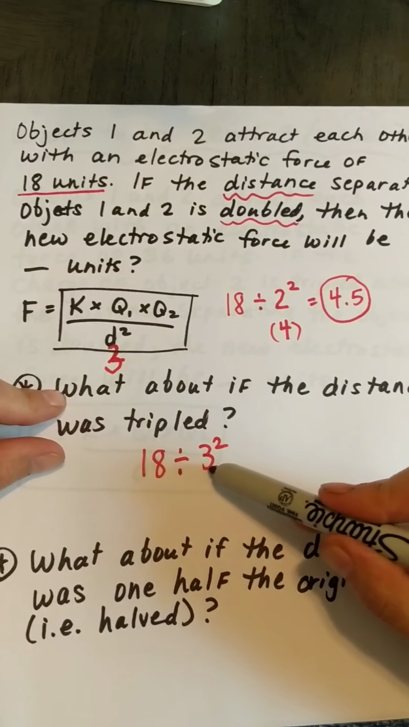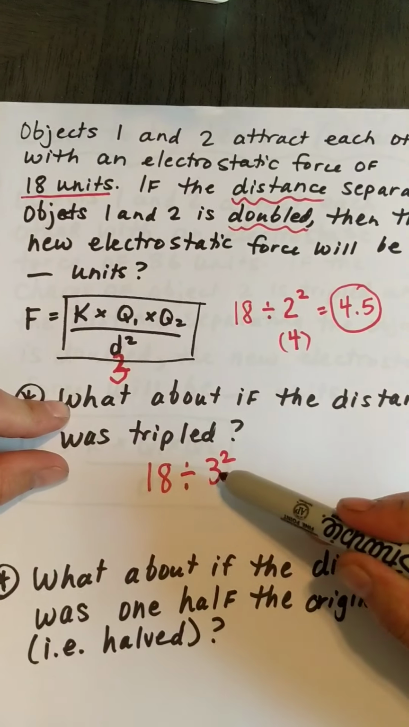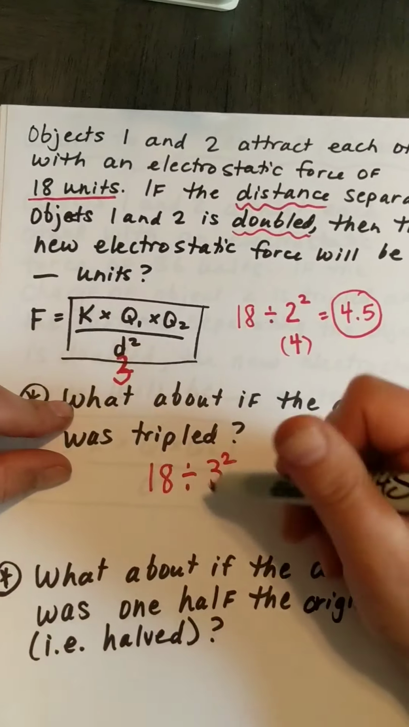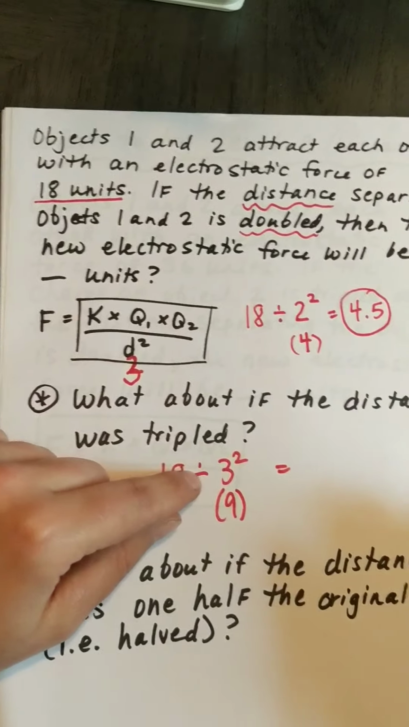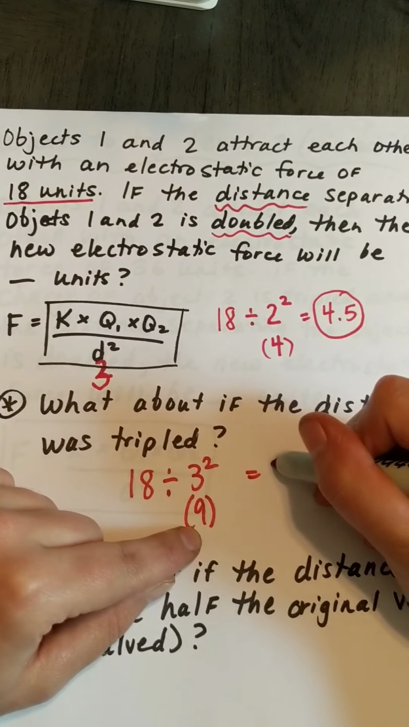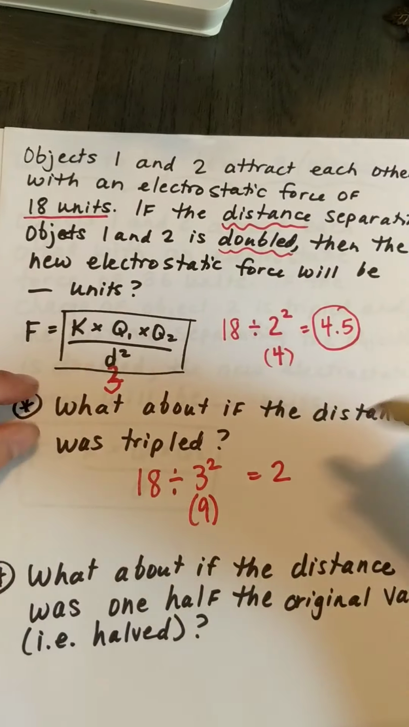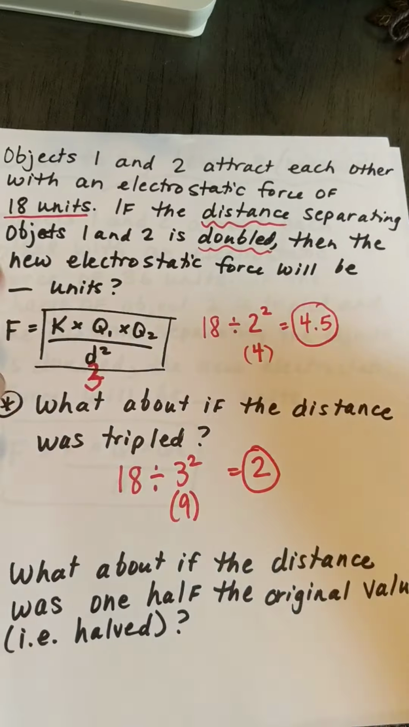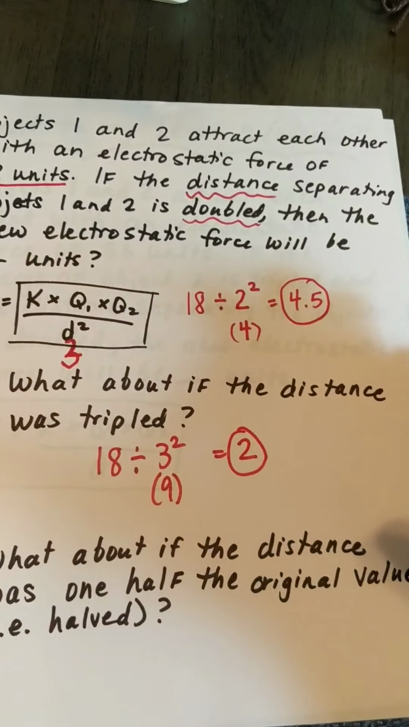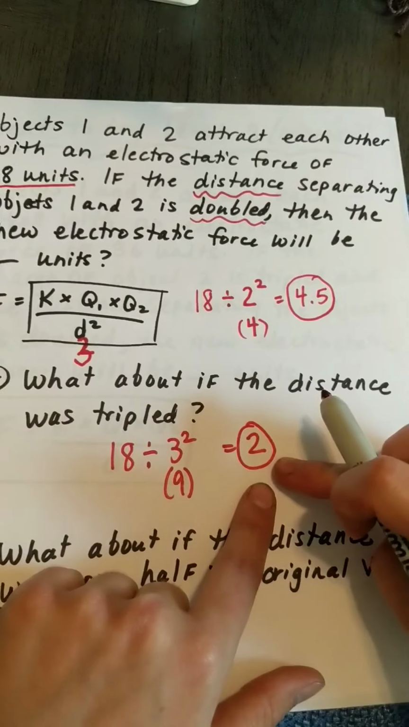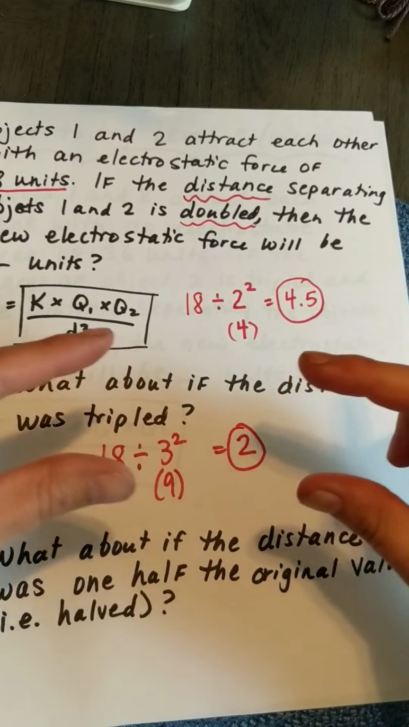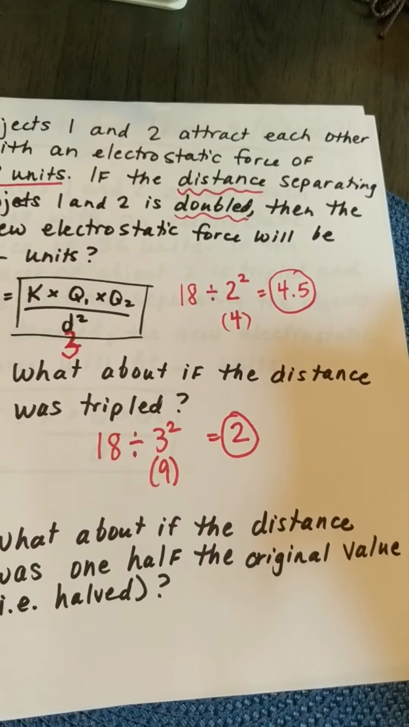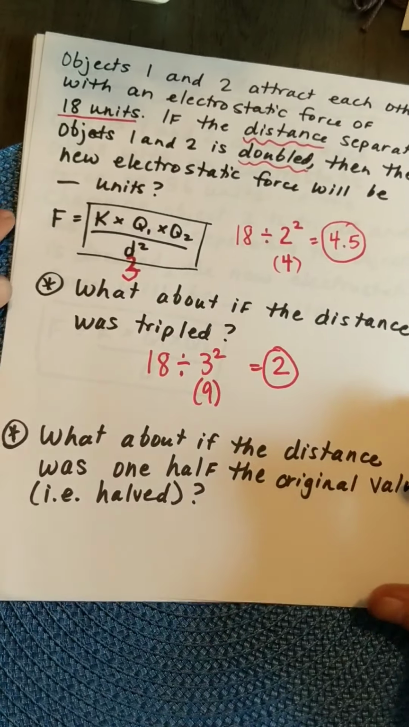Now, 3 squared is not 3 times 2. It's 3 multiplied by itself. So 3 times 3 would be 9. So 18 divided by 9 is 2. So by making the distance even greater, the force has gone down even more, right? So the farther and farther apart these charges get, the weaker and weaker the force is between them, or the weaker and weaker the interaction.